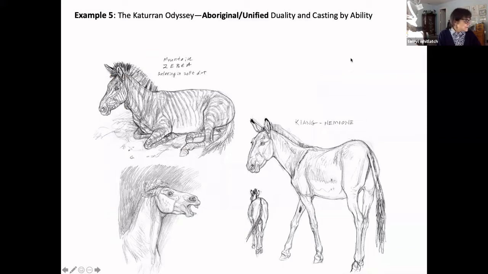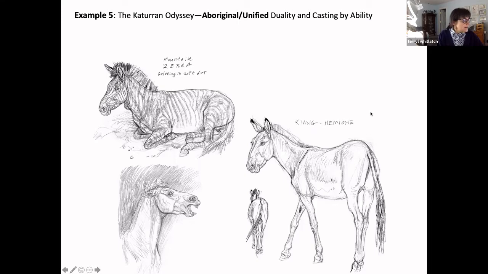Alrighty, and my favorite animal of all are equines, horses. I have 2 horses. I take dressage lessons, and I love anything that vaguely resembles a horse, including seahorses, my favorites. Here are some studies from zoos. Here's a little mountain zebra relaxing in the dirt. Here is an Asiatic wild ass. This is a study of a domestic horse that happens to be a little bit angry.